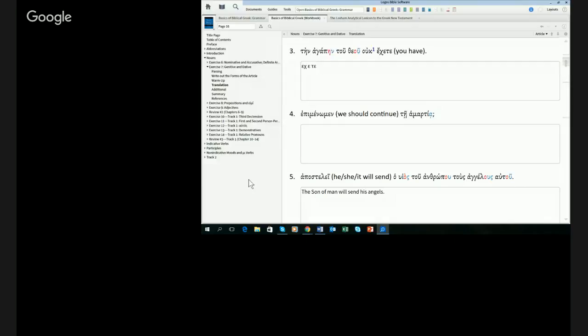So epimenomen, we are told, means we should continue, but since it's a question, it's going to be, should we continue? Te hamartia. All right, hamartia. I'll put here, hamartia, hamartia, hamartias, hamartia. I'll just do the singulars. Hamartian, if we type out all the case forms. It's clearly a first declension noun, stem ending in alpha.